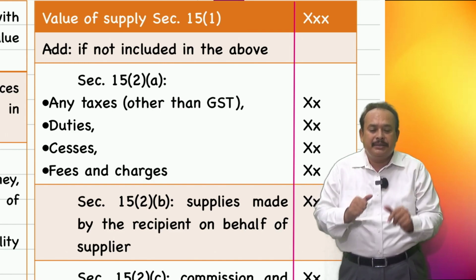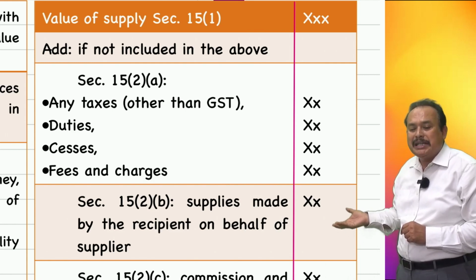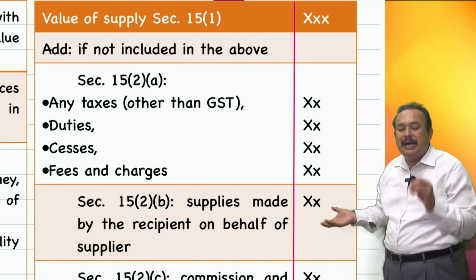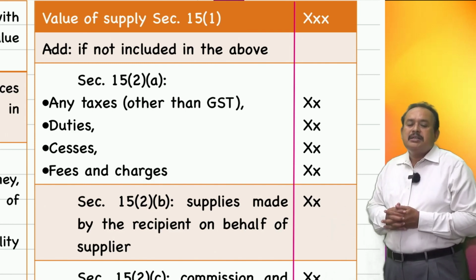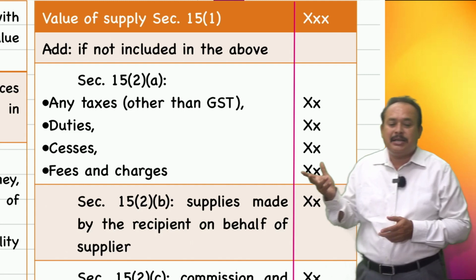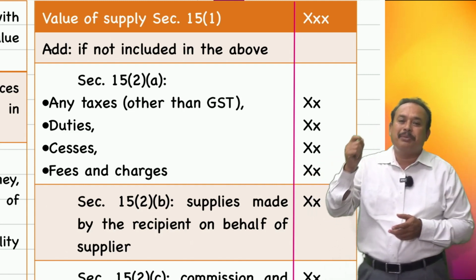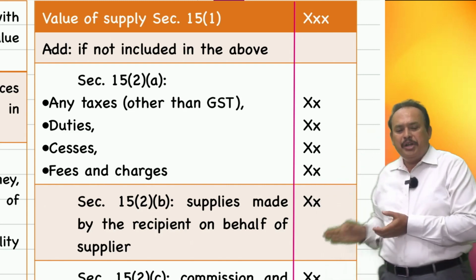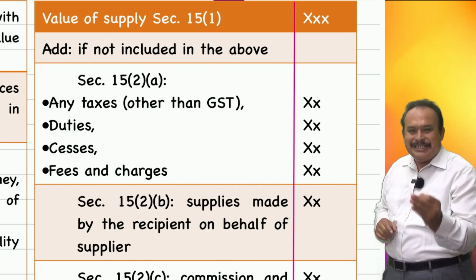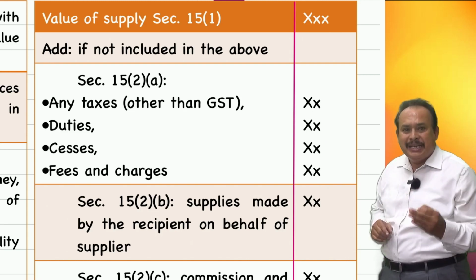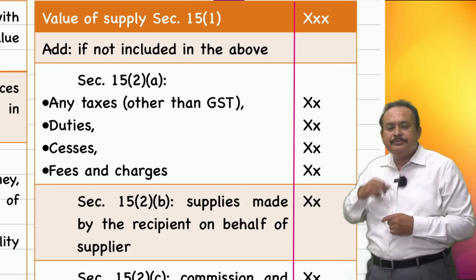Relax. Now come back. Further looking here, Section 15, subsection 2, clause B. Supplies made by the recipient on behalf of the supplier. On behalf of supplier. What do you mean by this? Why should we add if not added? A practical example I will illustrate here. You will appreciate this in this regard.